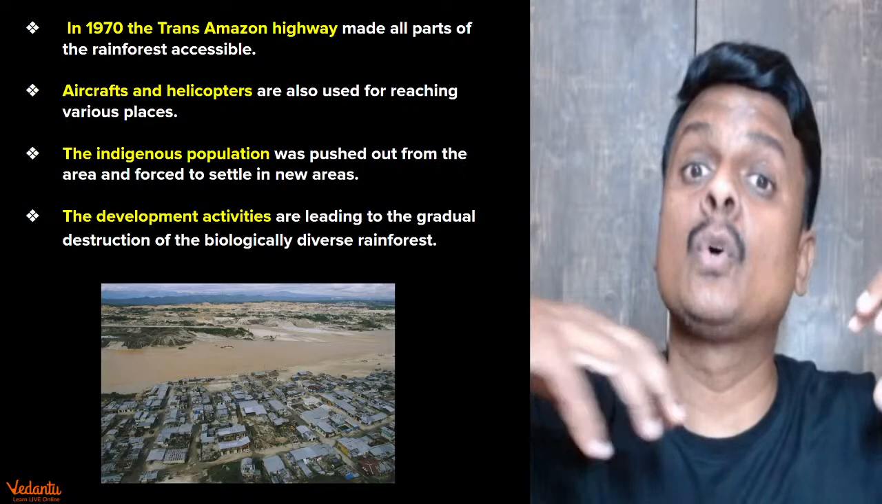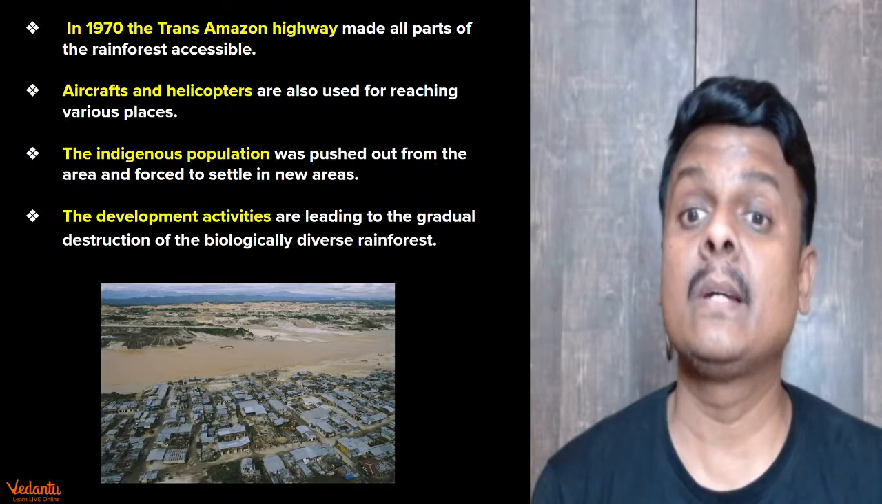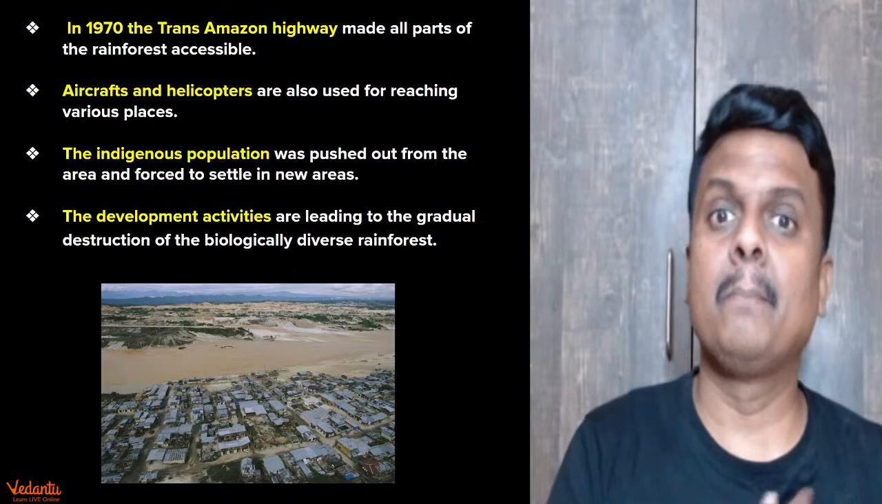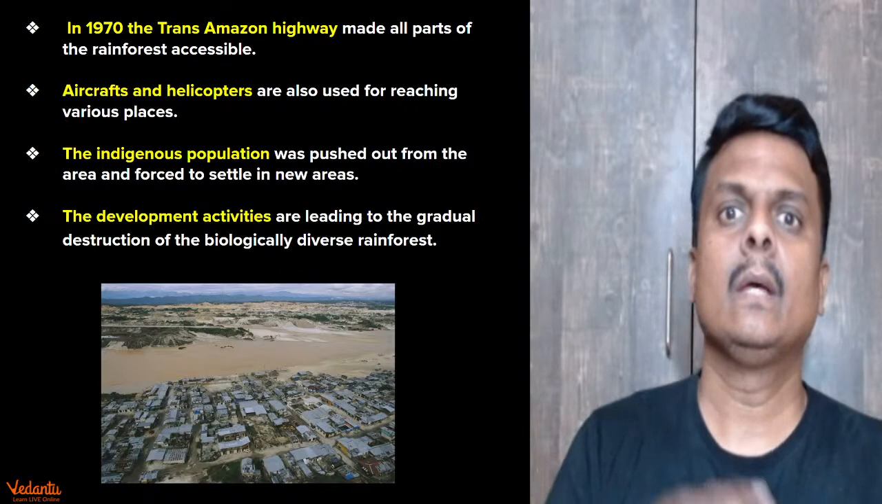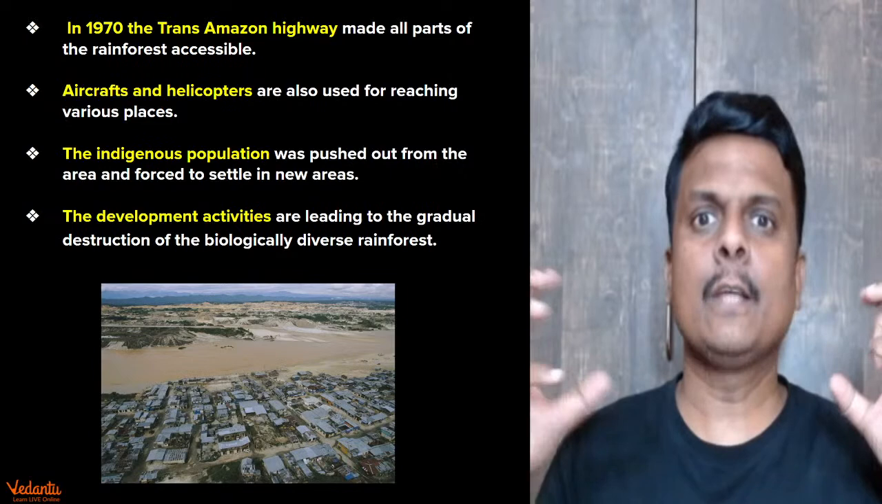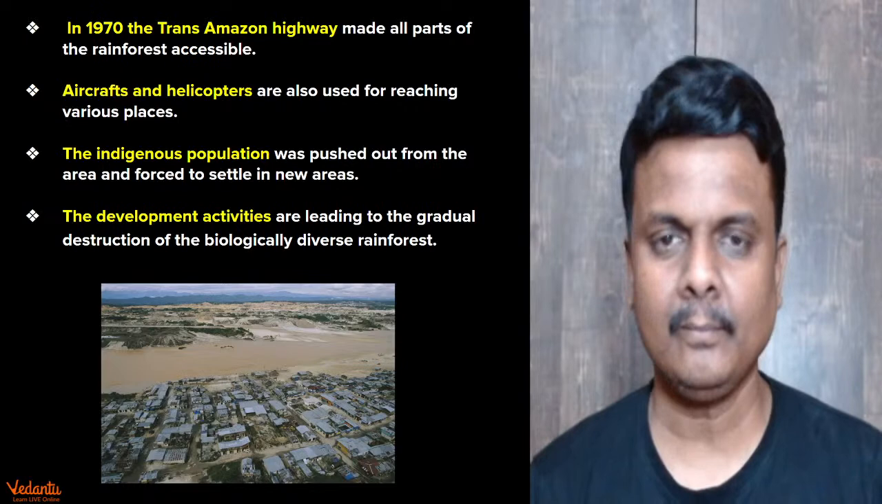So the development activities are leading to gradual destruction of the biologically diverse rainforest. Guys, the more the Amazon jungle is accessed, the more it is destroyed. The entire ecological balance is disturbed. You getting it? All right.